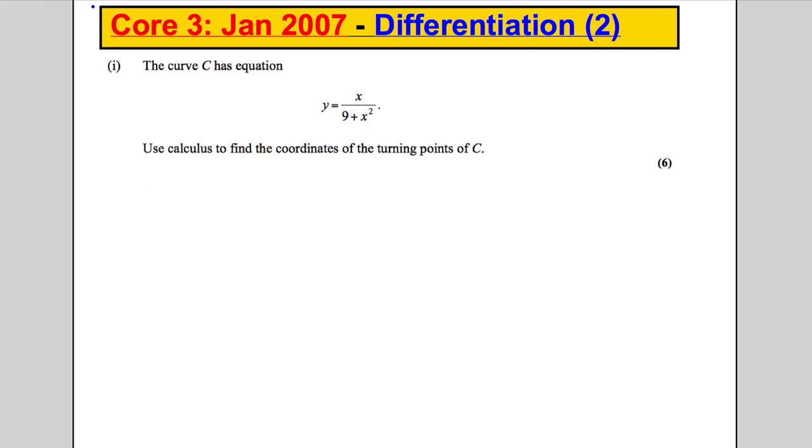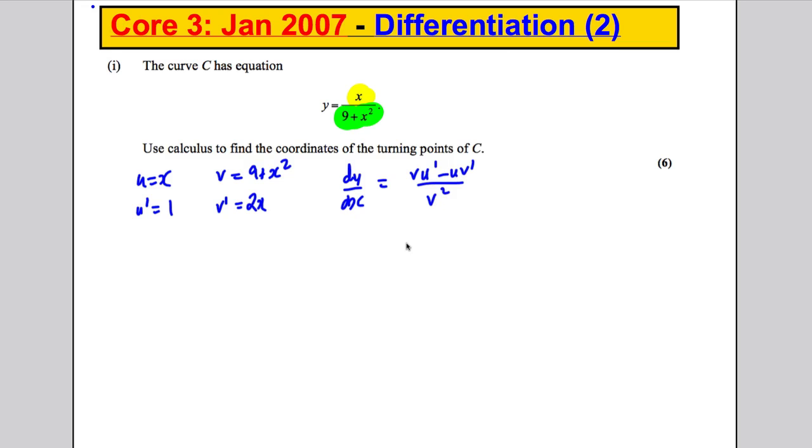Right, let's work through this. Use calculus to find the turning point, i.e. where dy by dx is 0. You've got a u divided by a v. It's a quotient rule. Our u is x, our v is 9 plus x squared, therefore our u dashed is 1, and our v dashed is 2x, and we're using the quotient rule that says dy by dx is vu dash minus uv dash all over v squared.